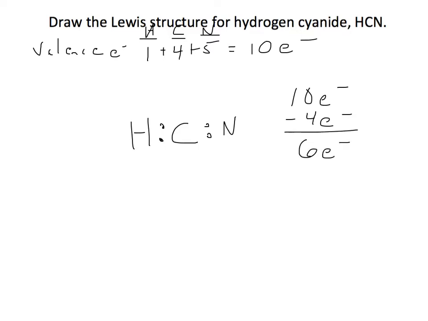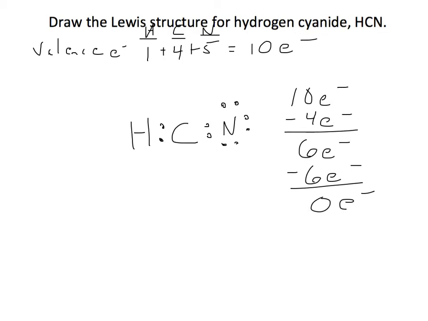Okay. Well, we know that we need to go ahead and put some electrons around nitrogen to make sure it has an octet. So if we put 1, 2, 3, 4, 5, 6, that gives nitrogen a total of 8, and we have 0 electrons left. However, what you'll notice is that carbon only has 4 electrons, so it's not very happy.